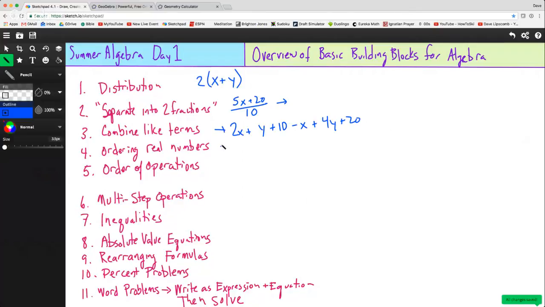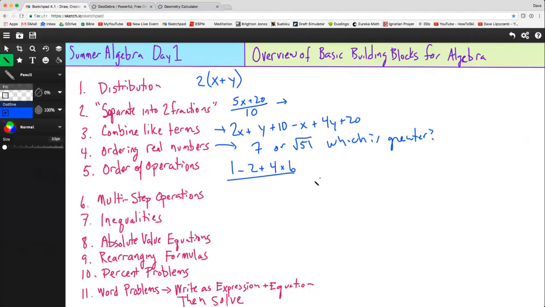Ordering real numbers. Sometimes you say, well, what's greater, 7 or the square root of 51? Which is greater? Order of operations. This is 1 minus 2 plus 4 times 6. What does that equal to? And in what order? You don't just go left to right. How do you order these operations?